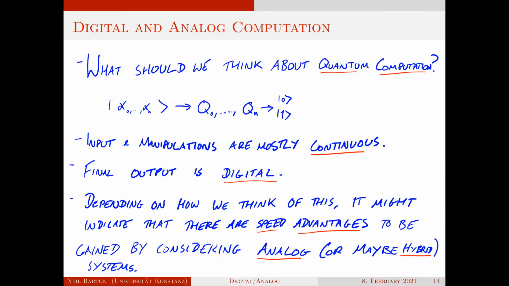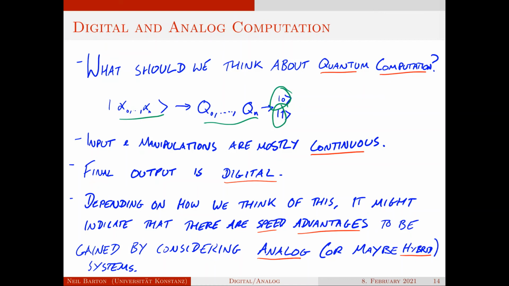Okay, one final question I want to raise is what exactly we think about quantum computation. Recall that for quantum computation, we have some particular quantum states, and we input them into some quantum circuitry. At the end, we make a measurement and we get the output, either 0 or 1, within some probabilistic tolerance.